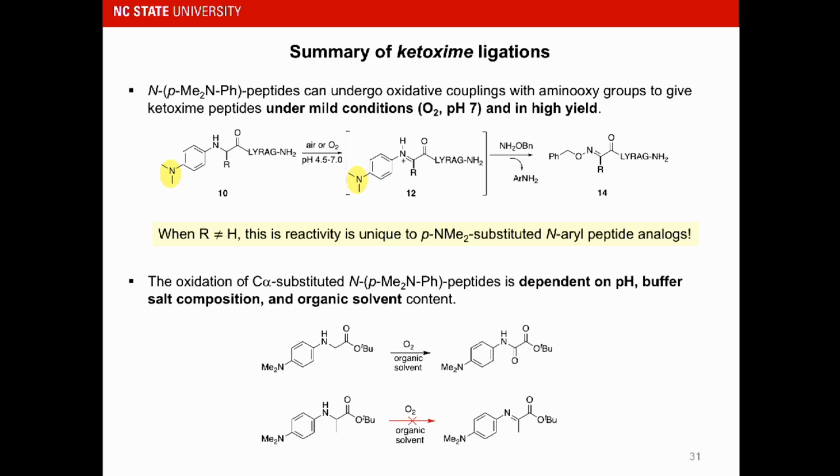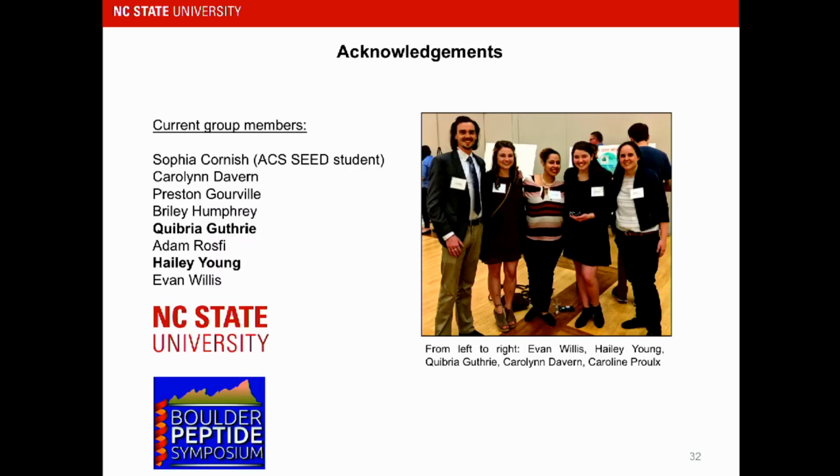And finally, in the case of ketoximes, again, anytime you're dealing with amino acids other than glycine, that seems to be very dependent on the buffer salt composition as well as this organic solvent content. So just being mindful of that. At the end of the day, though, what's really nice is the optimal conditions are just phosphate buffer. Right? So we ended up de-optimizing when we're screening buffers and identified some pretty interesting trends there. But just phosphate buffer, bubbling the solution with oxygen, gets these reactions to go really cleanly.